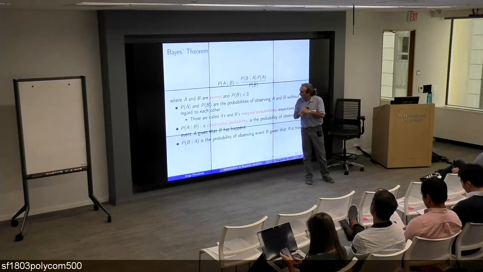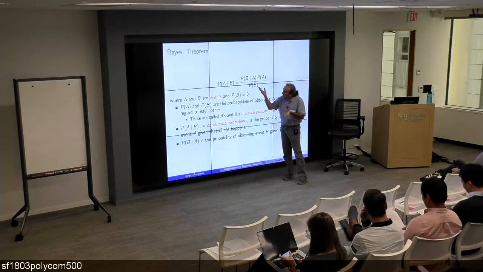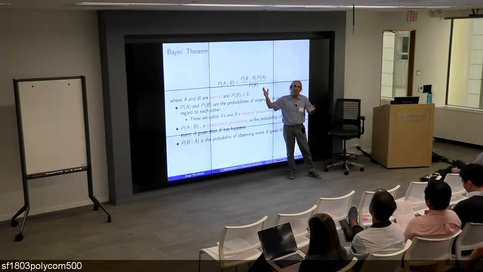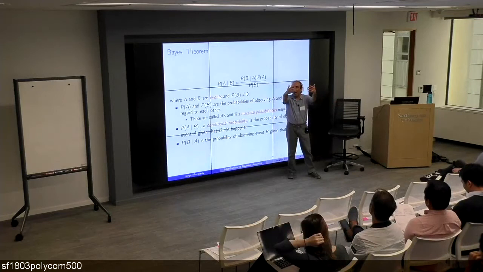And I'm using this notation. P of B is the probability. At this point I'm talking about probabilities as if I'm defining them; I can later define what probability means. But basically P of B is the probability that this event happened. It's called the marginal probability, meaning if I knew nothing else about the world, what's the likelihood that B will happen in the future? Or it has happened in the past, but I don't know about it.